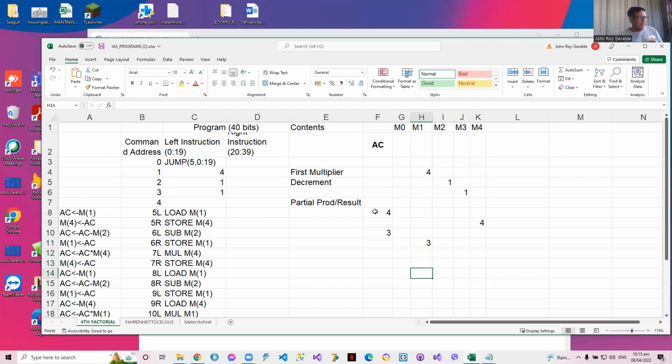So anyway, let me go through this. Mul M4, so AC is now multiplied with M4, so 4 times 3, this becomes 12. And store M4, this becomes 12. Any questions? And we have load M1, it's 3. Okay. Sub M2. M2 is 1. So this will become 2. And store M1. So this is now our next multiplier.